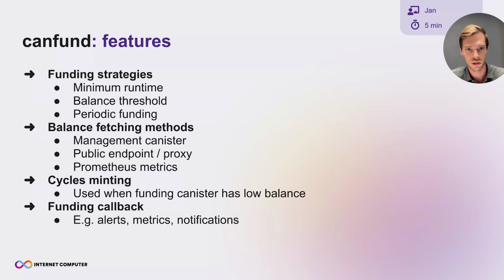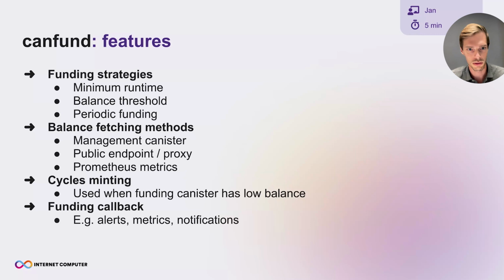Next, there is a balance fetching method, which is the way Canfund fetches the cycle balance for each canister. Generally, the default way would be the management canister, but you can also configure any public endpoint on any canister on the network. And you can also fetch it from Prometheus metrics, considering the canister publicly exposes them, and they also contain information about cycle balance.